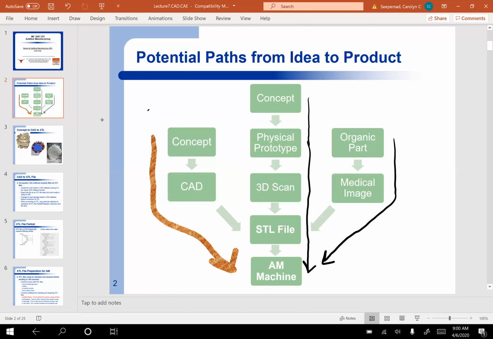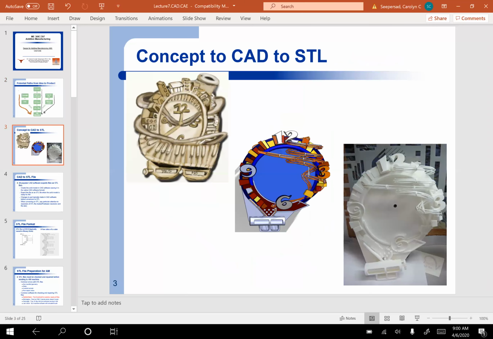All right, so we're going to talk a little bit first of all about this route over here on the left, which is just concept to CAD to STL file to print. And then at the end, we'll talk a little bit more about some of the difficulties encountered in scanning parts and what software is available for helping us with all of these. All right, so let's look at this concept to CAD to STL.